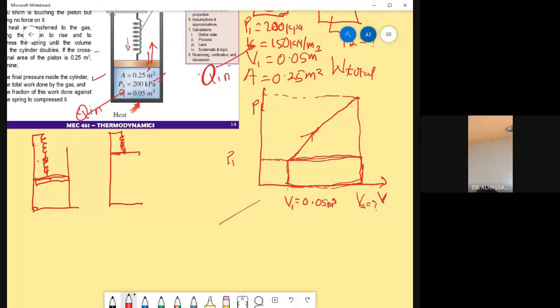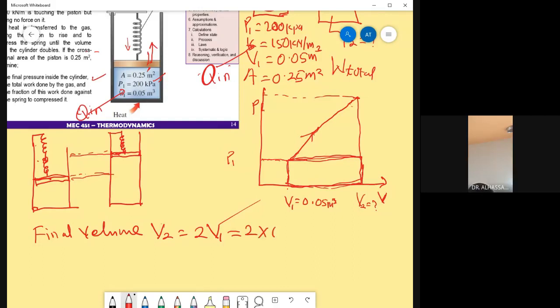Okay. So again, I have the initial volume, and then the final volume is this. Final volume, V2, we are told equals 2 times V1. That's the final volume, and this gives me 2 times 0.05. If you multiply this, it gives us 1 liter cube.